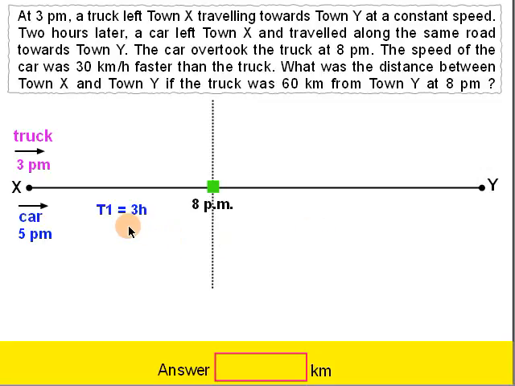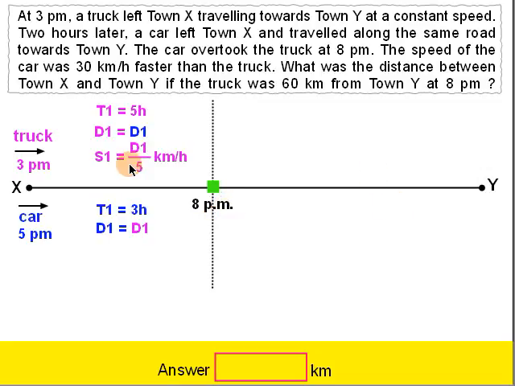Now let's fill out the information. Time taken by the car was 3 hours because 5 p.m. to 8 p.m. is 3 hours. And then time taken for the truck is 5 hours. 3 p.m. to 8 p.m. is 5 hours. And then the distance covered for this part of the journey is the same because they met. Alright, they met. So they traveled the same distance.